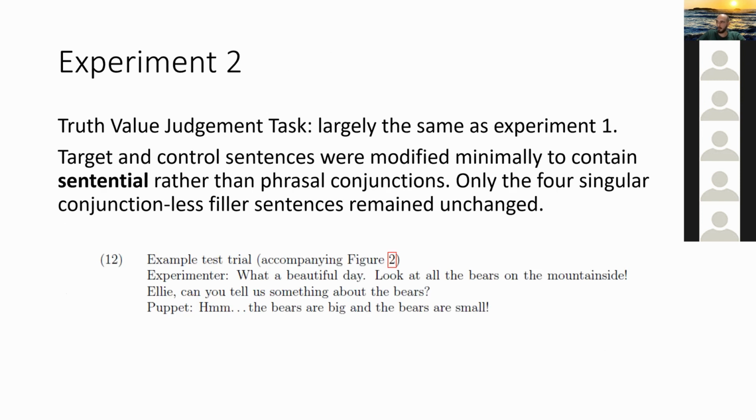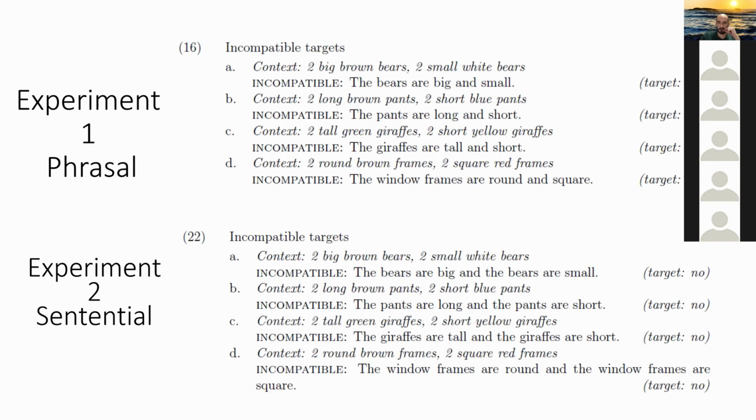They did a similar truth value judgment task, which is largely the same as experiment 1. And target and control sentences were modified minimally to contain sentential rather than phrasal conjunctions, because they only wanted to look at the difference in how they see the conjunctions. And only the 4 singular conjunctionless filler sentences remained unchanged. So this is an example of how much they changed, which as you can see is not very much. If you look at the first one, it's 2 big brown bears, 2 small white bears. That's the context. The bears are big and small. If you look at experiment 2, they changed it to a sentential one: the bears are big and the bears are small. But they still wanted to see if they had the same answer, which was that it's sort of wrong.